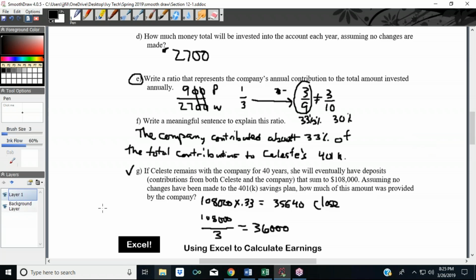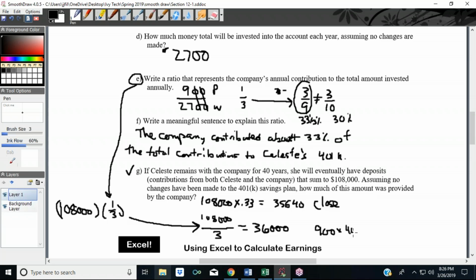All right, well, let me show you what we could have done also. We could have done 108,000 times 1/3, because remember, we found that ratio up here, and that's really what we're putting in there. And that's the same as dividing by 3, so you should get 36,000. And then another way you could have done this is, remember the company contributed $900 a year, and you could have taken that times 40 years, and you also get 36,000.